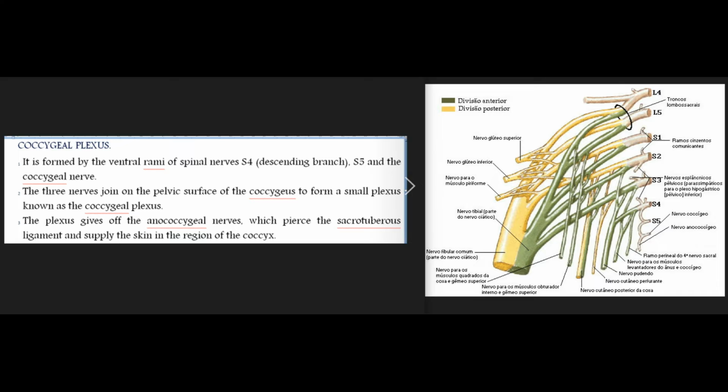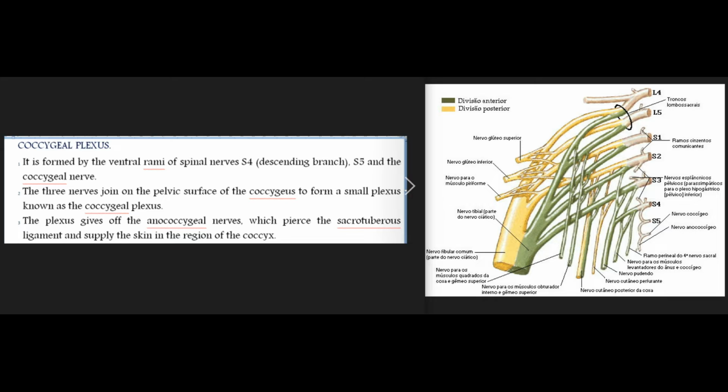Coccygeal plexus. 1. It is formed by the ventral rami of spinal nerves S4, descending branch, S5 and the coccygeal nerve. 2. The 3 nerves join on the pelvic surface of the coccygeus to form a small plexus known as the coccygeal plexus. 3. The plexus gives off the anococcygeal nerves, which pierce the sacrotuberous ligament and supply the skin in the region of the coccyx.